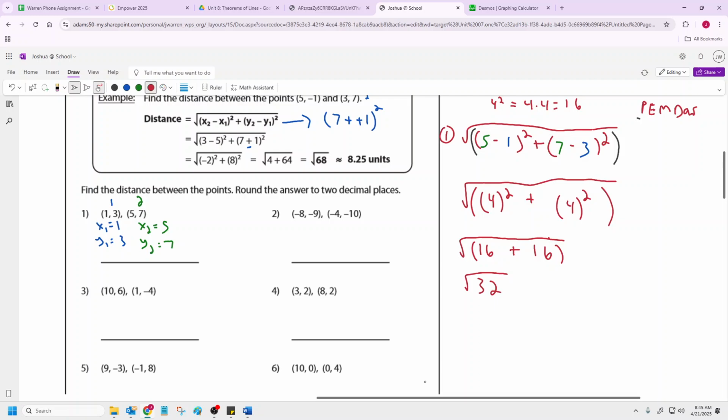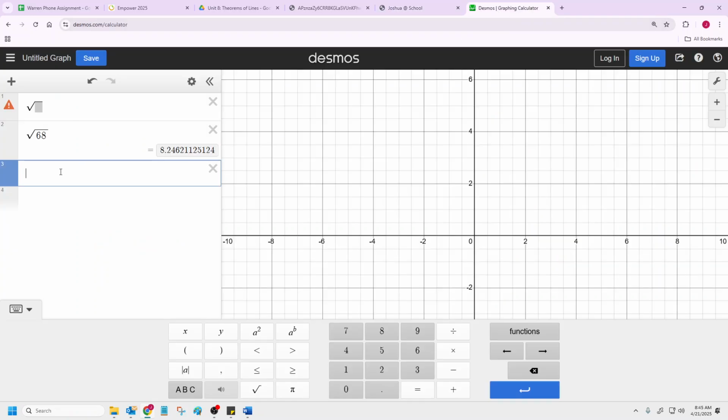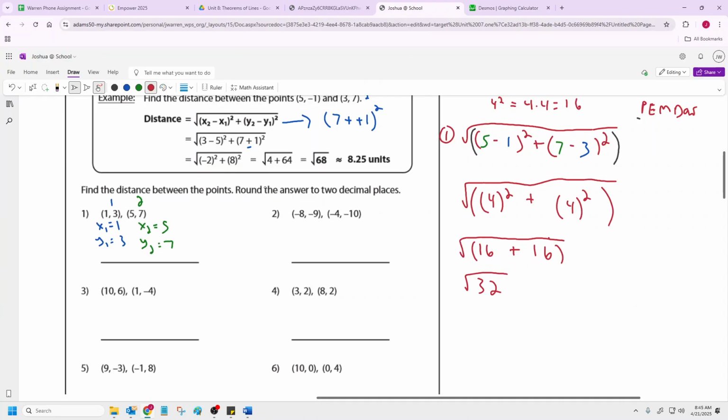Now this is the step you can use Desmos for. I want you to show me all your work. And if you're like, Mister, that's so boring, yeah, welcome to math. It's boring to learn. All right, square root of 32 is 5.656. Do you see that 6 right there? It's going to make this 5 round up. So our answer is going to be 5.66. So what's the distance? The distance equals 5.66 units, whatever they are in this case. That's what we get for number 1.